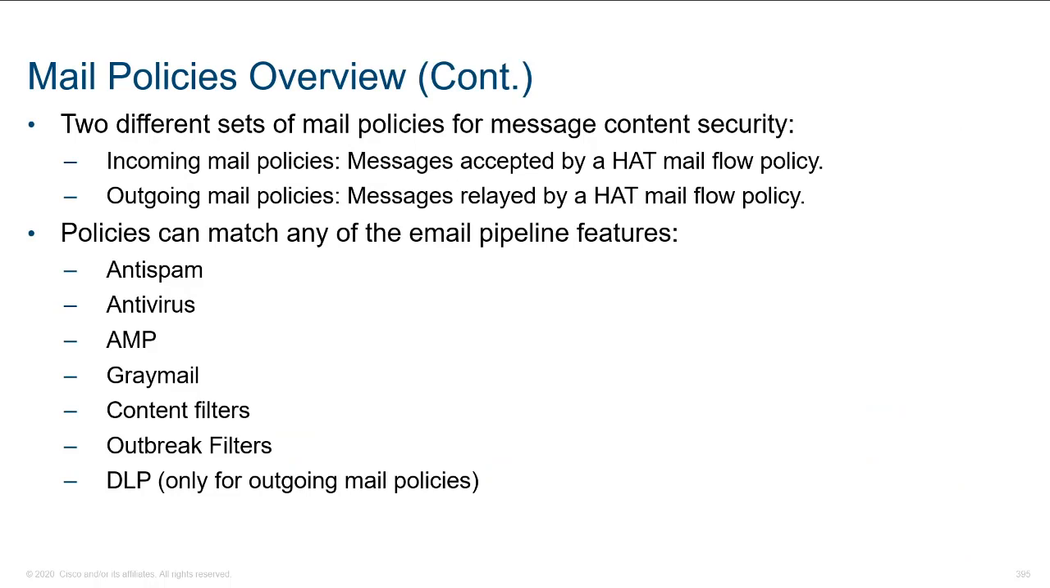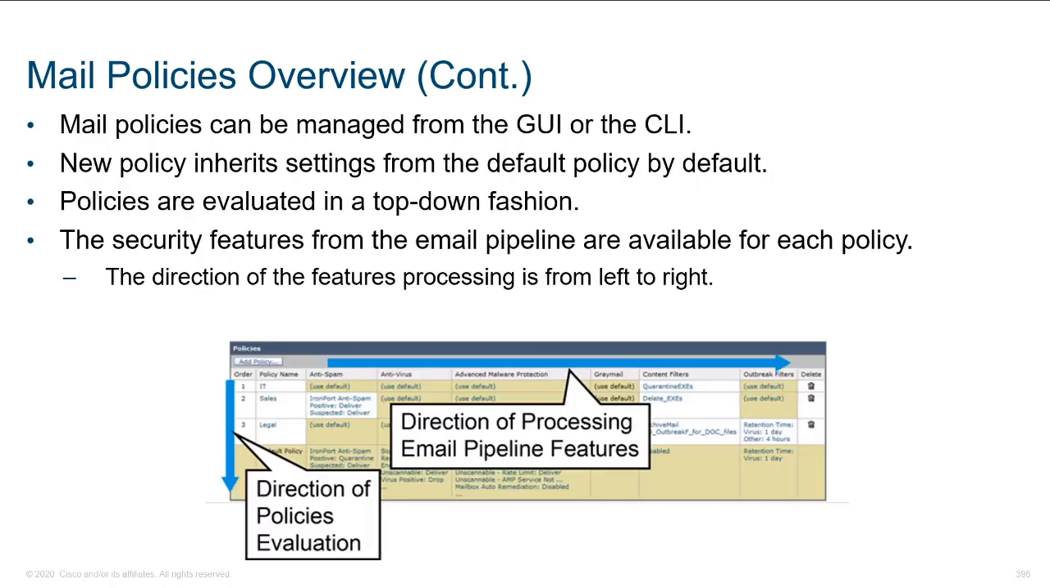So remember that when we create these policies, they're basically going to be applied to incoming and outgoing email. So what do we do on the way in? What do we do on the way out? And then when we're looking at that pipeline in either direction, we can apply these features: anti-spam, antivirus, AMP, gray mail, content filters, outbreak filters, and DLP. The mail policies can be managed from the GUI or from the CLI.